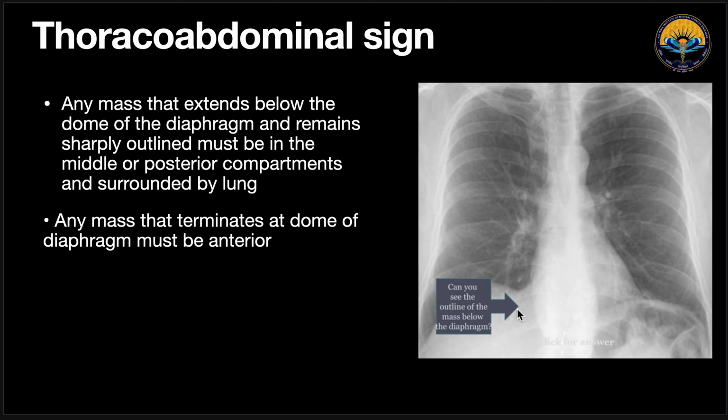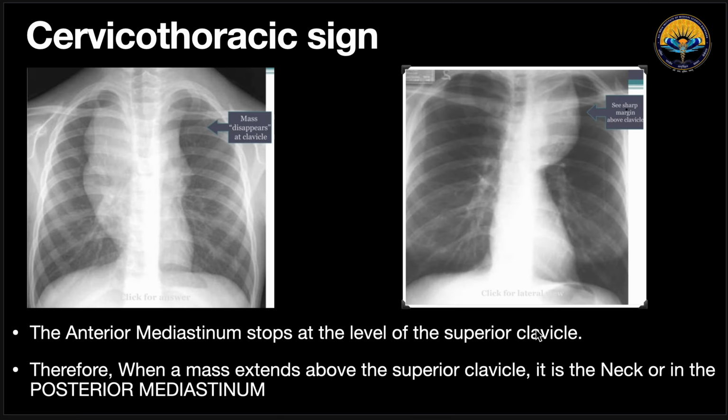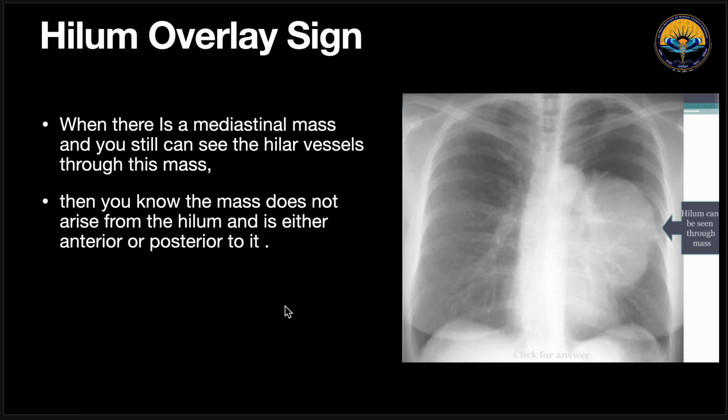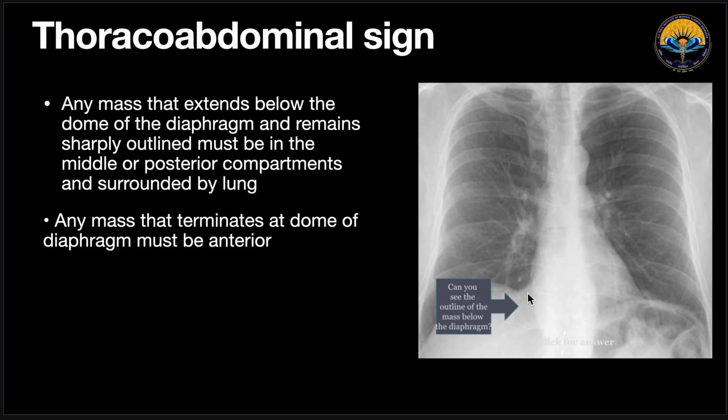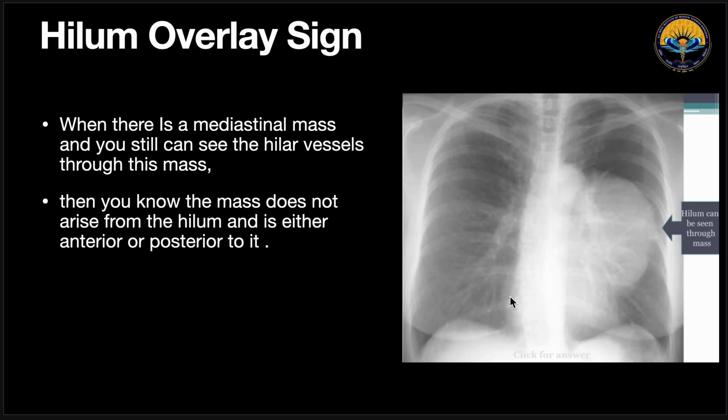If we see a mass which is going below the level of the diaphragm and we can still clearly see the mass, that means the mass is not in the anterior mediastinum, it is in the middle or posterior mediastinum. So if a mass stops at the level of the clavicle, or it stops at the level of the diaphragm, then it's in the anterior mediastinum. But if it does not stop, it goes above or below, then it's middle or posterior mediastinum.